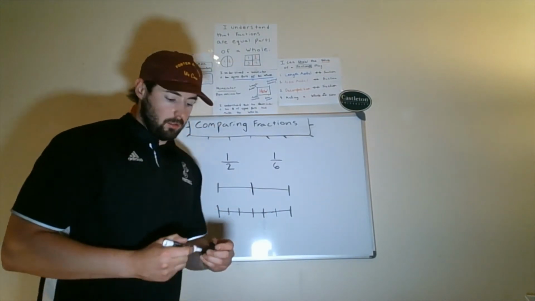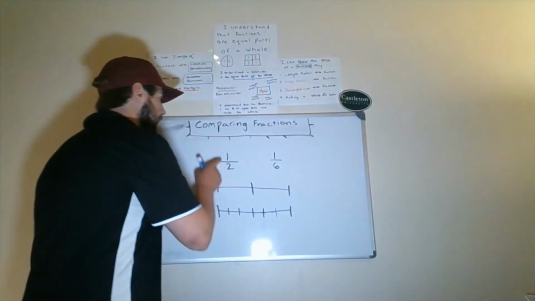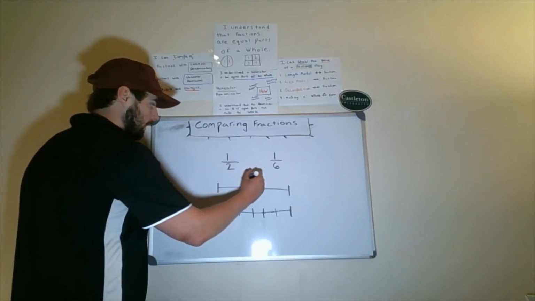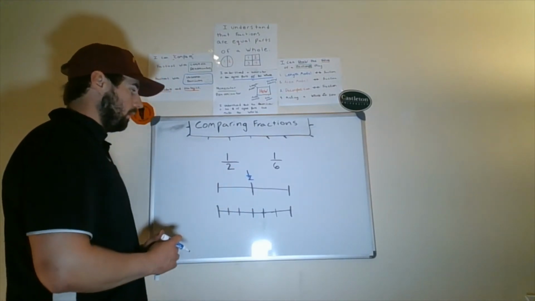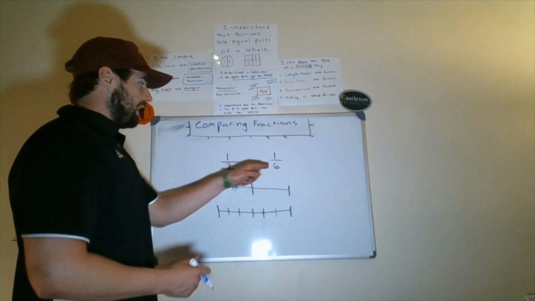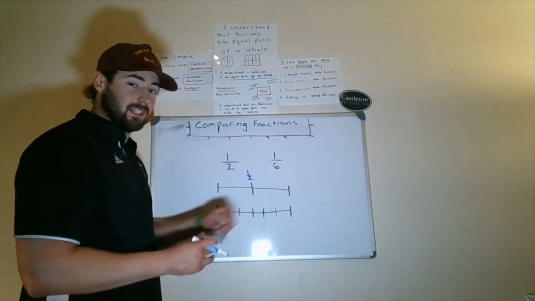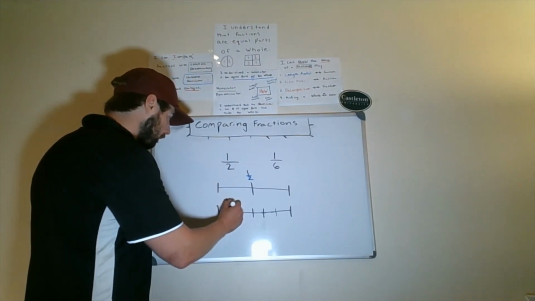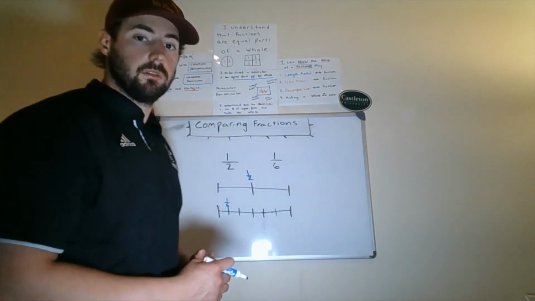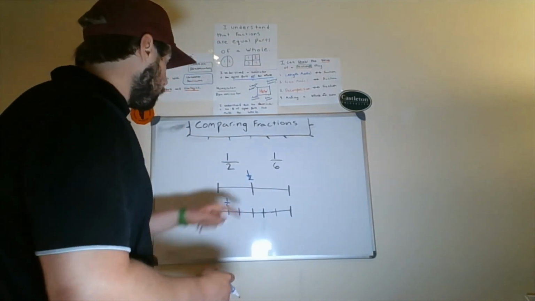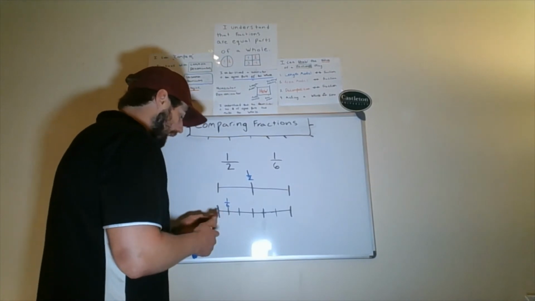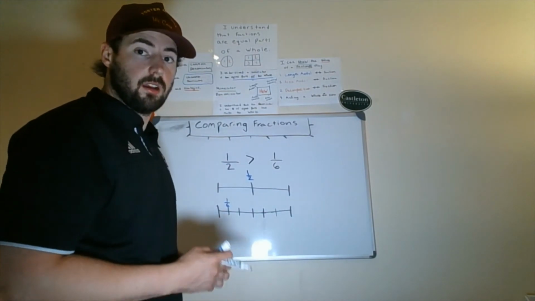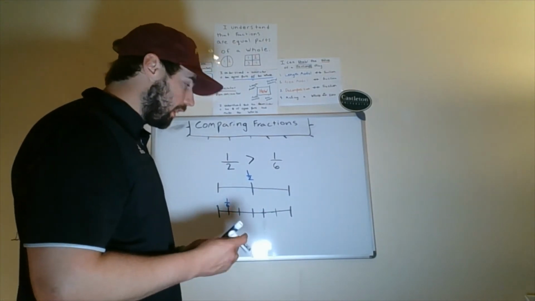So, let's put these things on there. Talking about 1/2. 1 part of a half. Talking right here. My 1/6, I have 1, 2, 3, 4, 5, 6 sixths here. I'm only talking about one of them. Look at that. Our 1/2 is actually much larger. It's greater than 1/6.